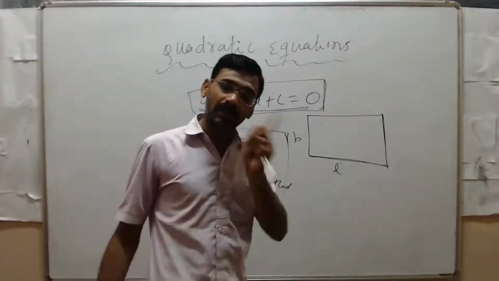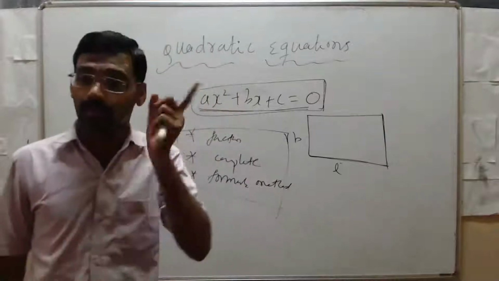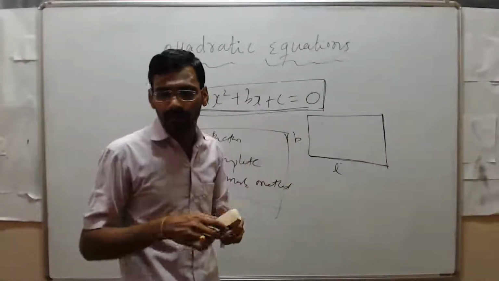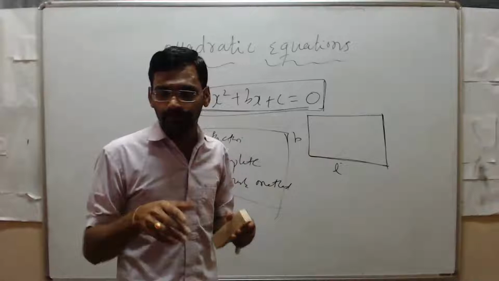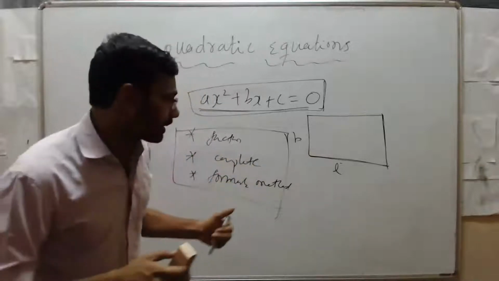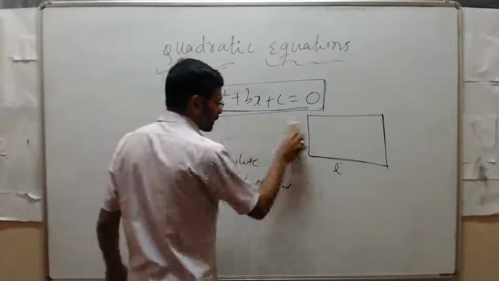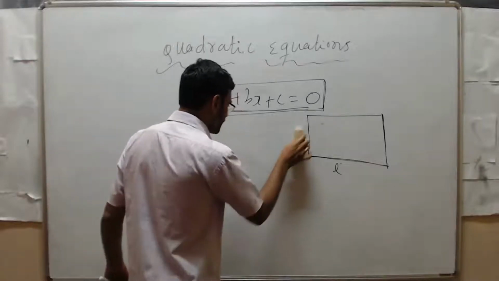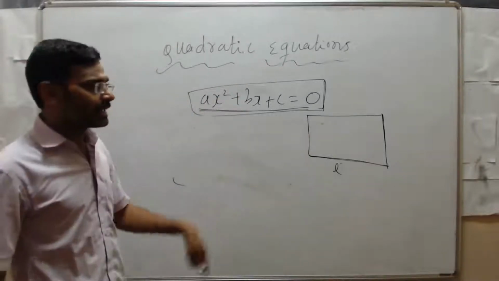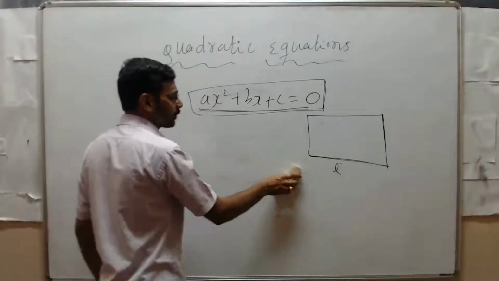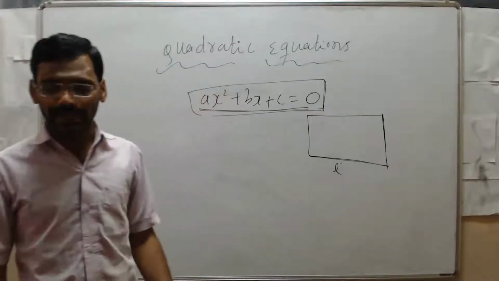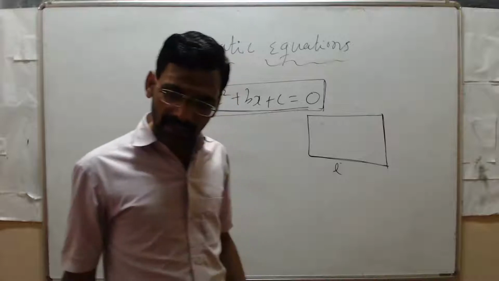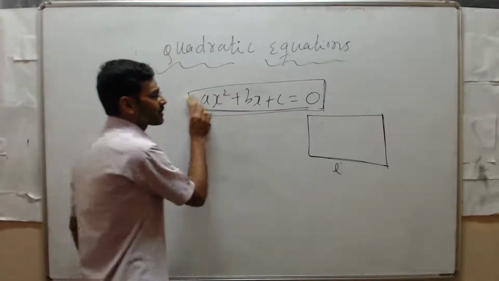Factorization method we already learned in 9th, in polynomials: splitting the middle term, multiplication of first and last term, and splitting the middle term. Same method. Then what is a quadratic equation? A quadratic polynomial equal to 0 is considered a quadratic equation. The standard form of a quadratic equation is ax square plus bx plus c is equal to 0. c is the constant term, b is the coefficient of x, and a is the coefficient of x square.